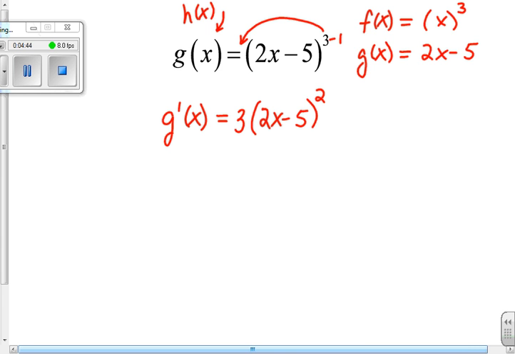So the derivative of the inside is our 2x minus 5, and the derivative of that, again, in this particular case, was 2. Now, that's all fine. We're done. We've used the chain rule to find the derivative.